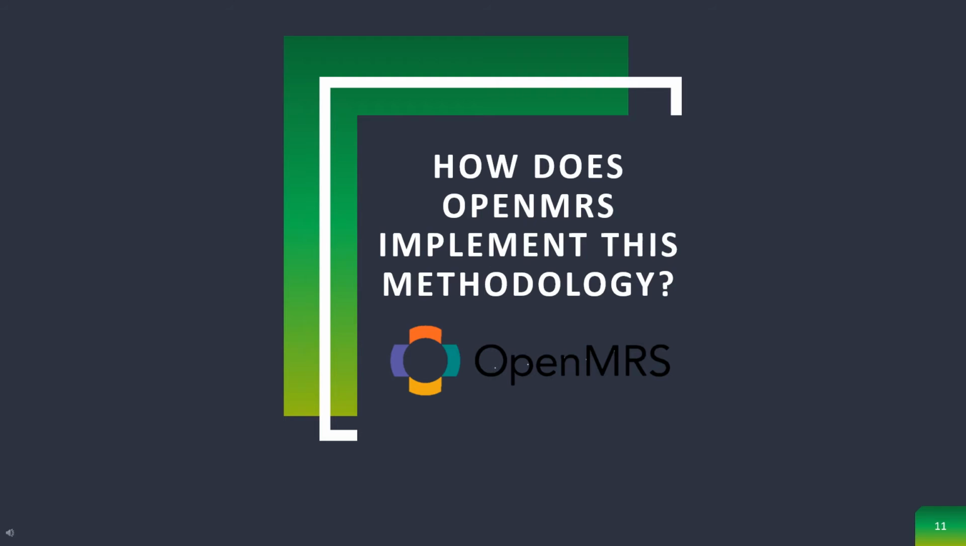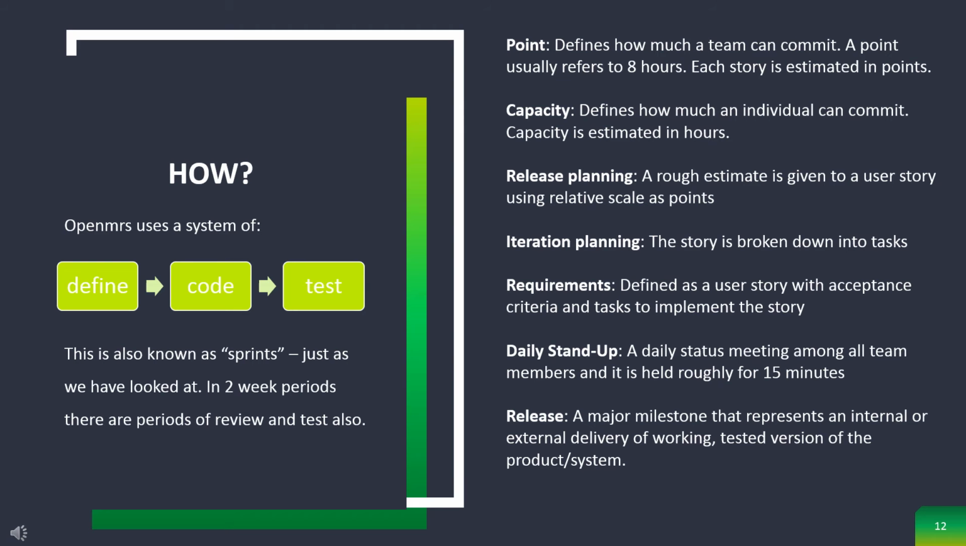How does OpenMRS implement this methodology? OpenMRS uses a system of define, code and test. This is also known as sprints, just as we have looked at. In 2-week periods there are periods of review and test also. Point defines how much a team can commit. A point usually refers to 8 hours, or is estimated in points. Capacity defines how much an individual can commit. Capacity is estimated in hours.